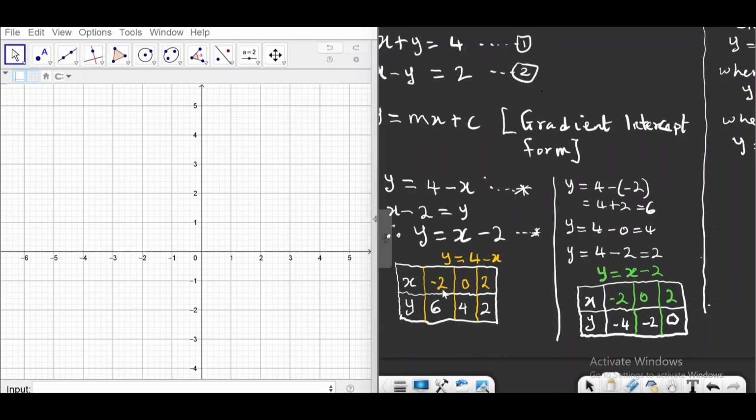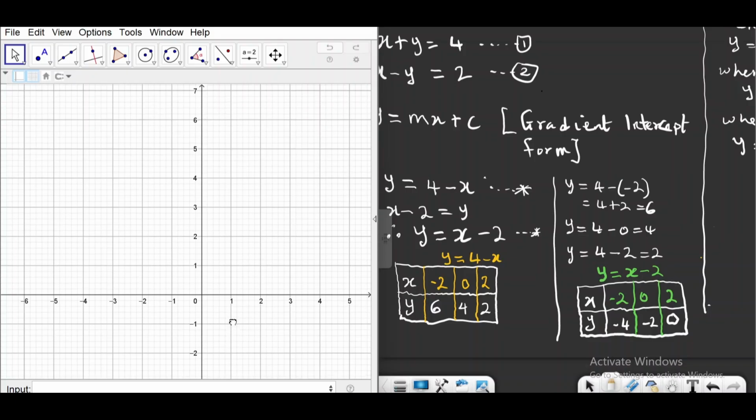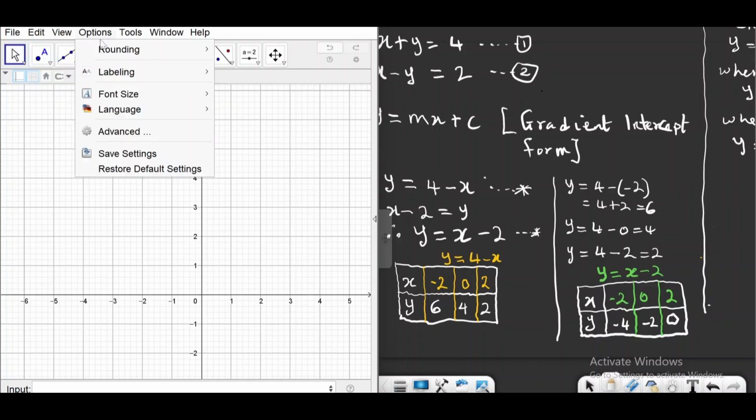So I look for when x is -2, y is 6. Here we are going to look at the points. The first line is y equals 4 minus x. So we'll go to the graph board and look at when x is -2, y is 6. All right, so we can see we take a point here.